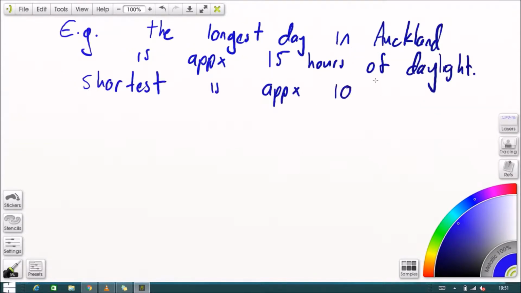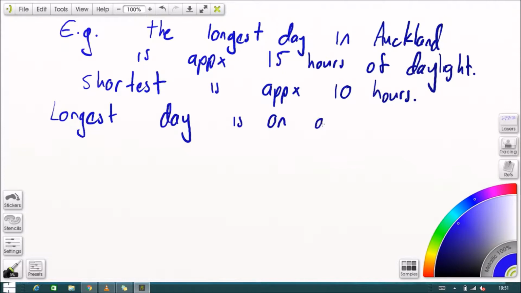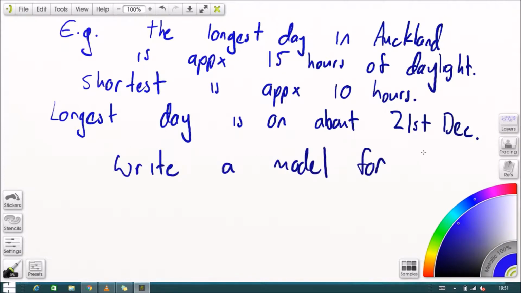Right, so for this example we're going to model the amount of daylight in a particular day in Auckland. So the longest day in Auckland is approximately 15 hours of daylight. The shortest is 10 hours. And the longest day is on the 21st of January. So we're going to try and write a model for this using a sine function.